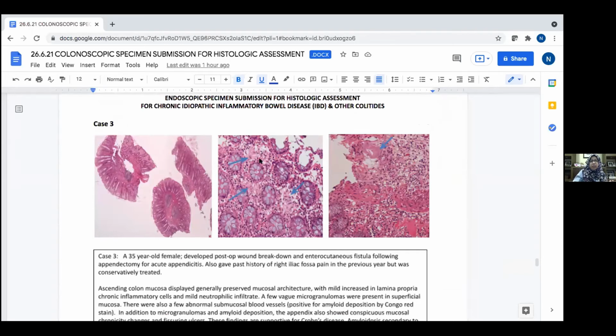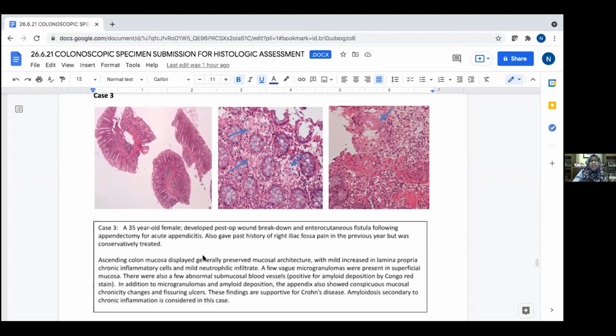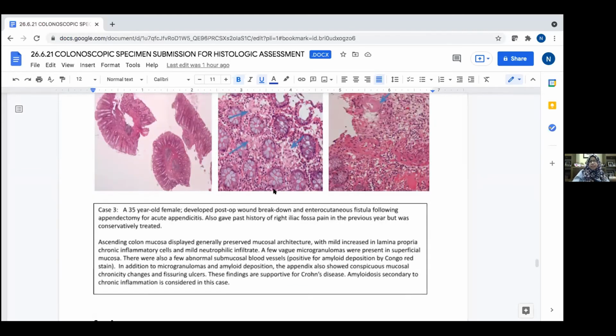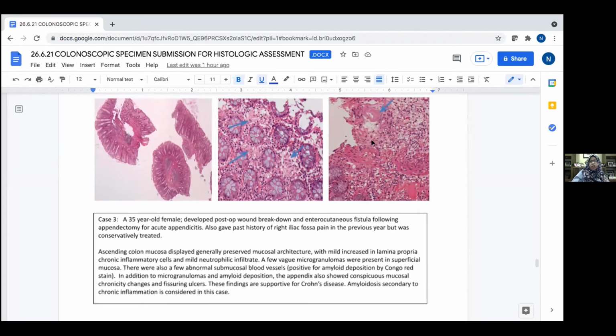Of course, when you see microgranulomas in the superficial surface epithelium, the first thing you will think of is Crohn's disease. And Crohn's disease, as I mentioned, may not give much of chronicity change. Architecture is quite preserved, just mild increase in chronic inflammatory cells. With microgranulomas like this, and with history of chronic diarrhea, and in this case, the patient actually presented with enterocutaneous fistula following appendectomy, on further scrutinizing the biopsy, there was this abnormal amyloid deposition in some vessels.